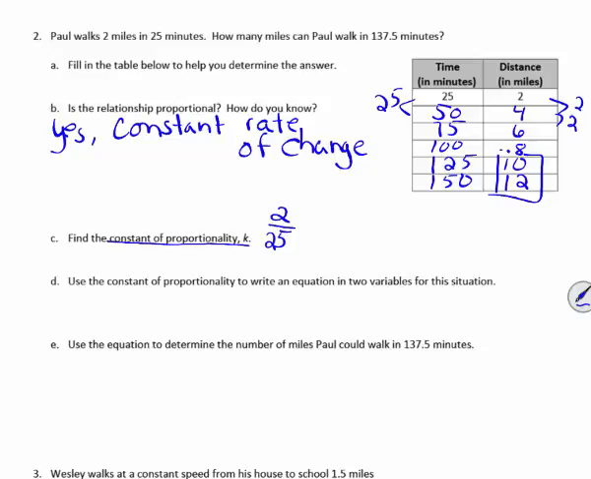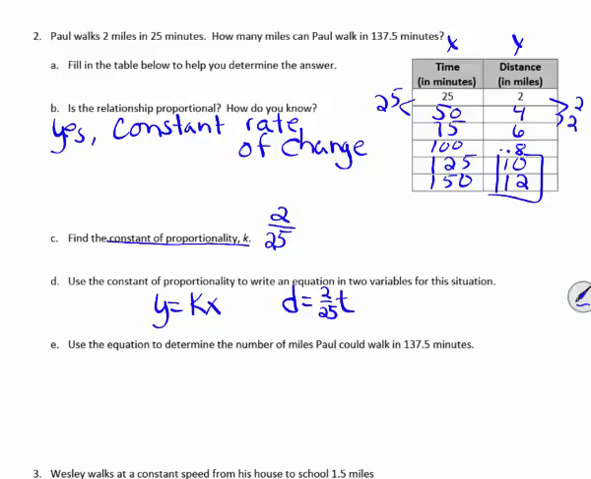Use the constant of proportionality to write an equation. So my general form, remember, is y equals kx. In this case, though, we're using distance. This is your y and this is your x. So I'm going to rewrite it using distance and time. So distance, which is the y, is 2/25, my constant of proportionality, times time.